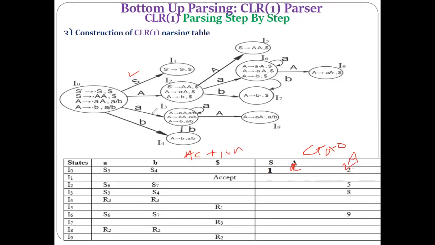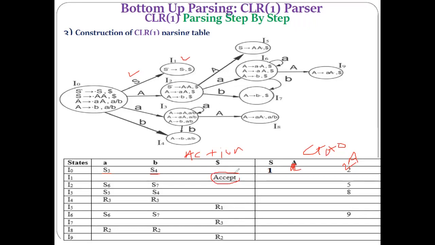Then I0 on the terminal A is going to I3. When there is a go to movement from one state to another state on a terminal, we have to add the entry into the table as a shift. So here we add S3 below the A. Then I0 on the terminal B is going to I4. That's why below the B, we add S4. Then I1 is the final item, but this is the final item generated because of the augmented grammar, and that is the reason in the I1 state, below the dollar, we write the accept mark, because dollar as a look ahead indicates the string is being terminated.